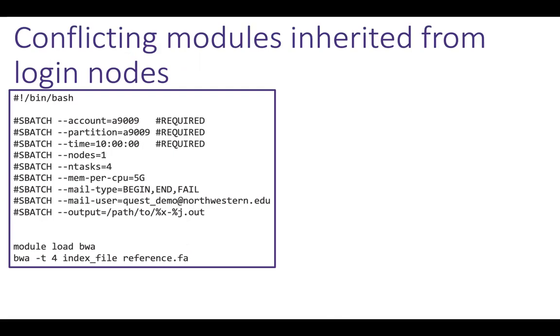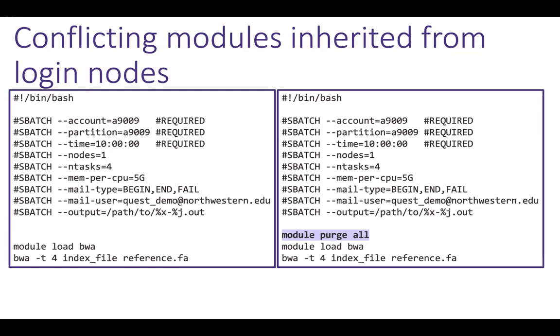Another error you might encounter could arise from modules or environmental variables being inherited from your login session once you gain access to a compute node. This can cause unexpected conflicts between the versions of software modules your code might call. In this example, perhaps your user path contains an executable that happens to share the same name as BWA. So if you submit a script with this conflicting executable, your job will likely fail. To avoid this issue, it is always good practice to include the line module purge all immediately after your sbatch options. This creates a clean user path for your job.